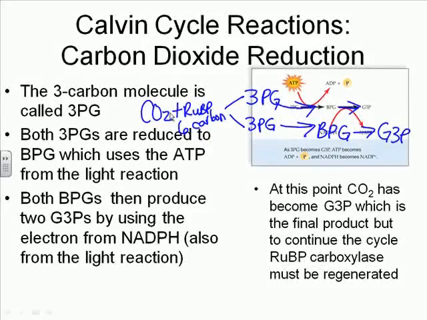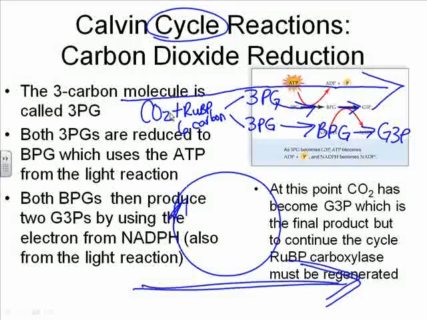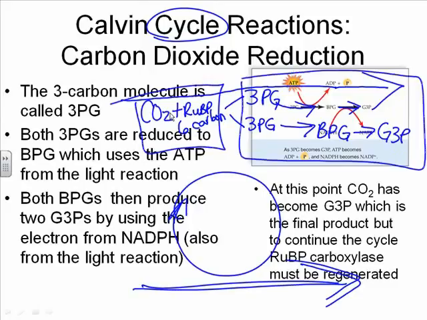So in the end, I am getting G3P. But here's the problem. This is a cycle, indicating it should go like this, not like that. And so far we're going like that. We've taken carbon dioxide, 6 carbon to 3 carbon to BPG to G3P. We haven't cycled, but we have fixated carbon dioxide. We have reduced carbon dioxide. So we've done 2 steps.